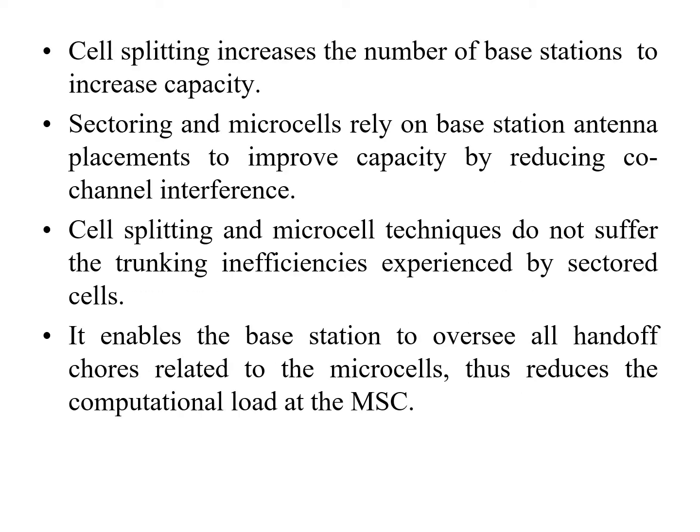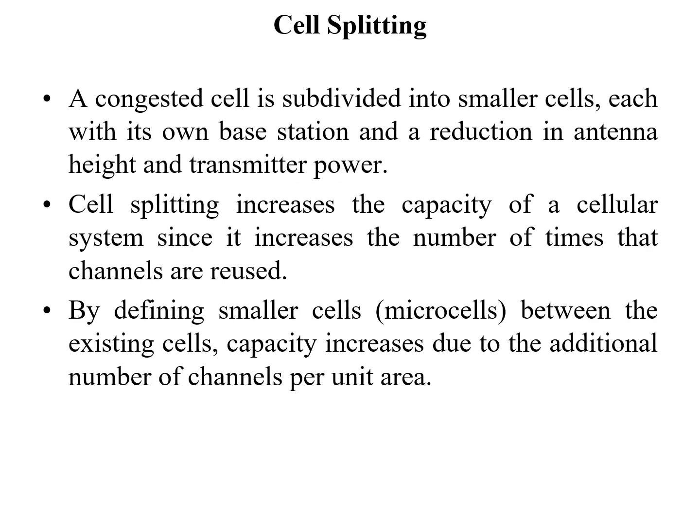Cell splitting increases the number of base stations to increase capacity. Sectoring and microcells rely on base station antenna placements to improve capacity by reducing the co-channel interference. Cell splitting and microcell techniques do not suffer the trunking inefficiencies experienced by sectored cells. It enables the base station to oversee all handoff codes related to the microcells, thus reducing the computational load at the MSC. Cell splitting: a congested cell is subdivided into smaller cells, each with its own base station and a reduction in antenna height and transmitter power.